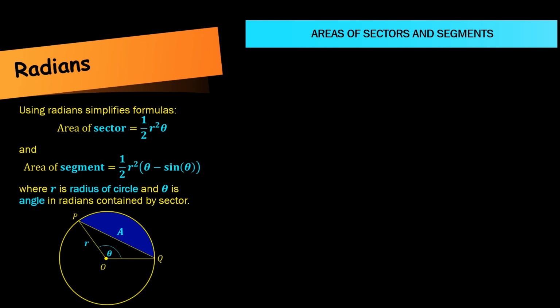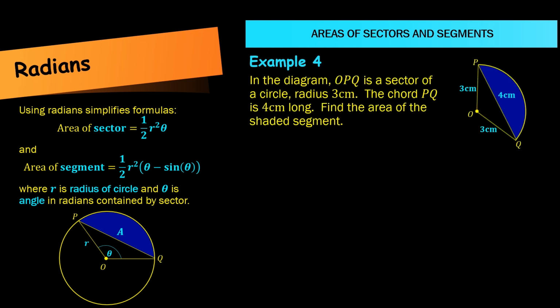We will now apply this to another example. Pause the video and have a go. Press play when you're ready to view the solutions. So let's solve this. In the diagram, OPQ is a sector of a circle radius 3 centimeters. The chord PQ is 4 centimeters long. Find the area of the shaded segment.